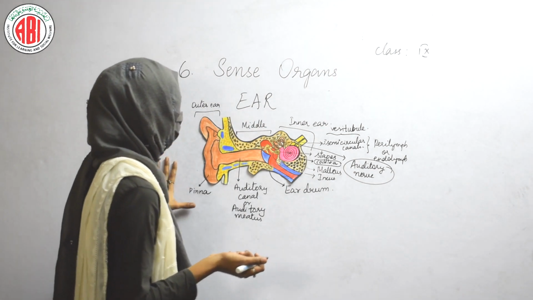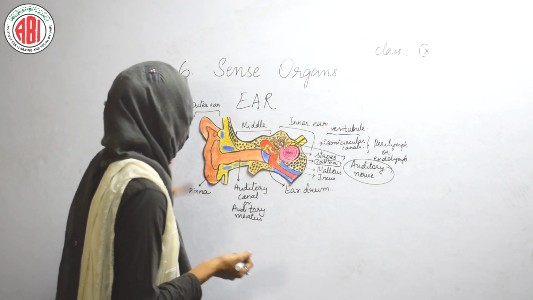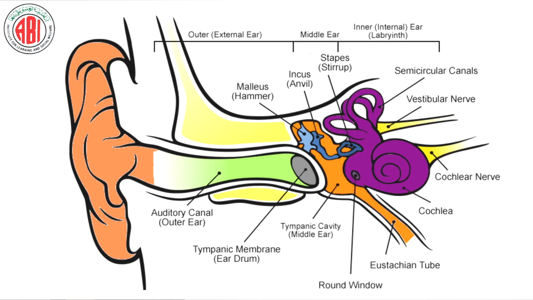So this is the internal structure of our ear, where we can see a pinna which forms the outer ear, and a canal called the auditory canal or auditory meatus. From this auditory meatus, the sound waves reach a part called the eardrum. So here the middle ear begins.